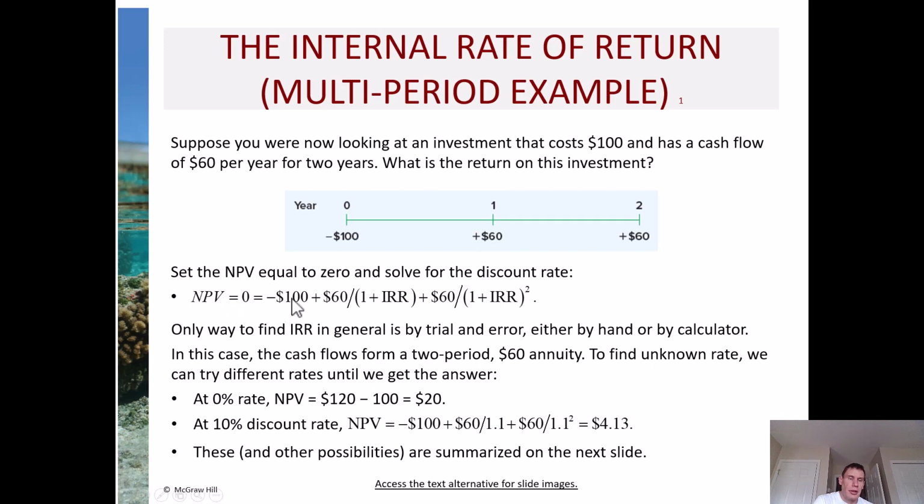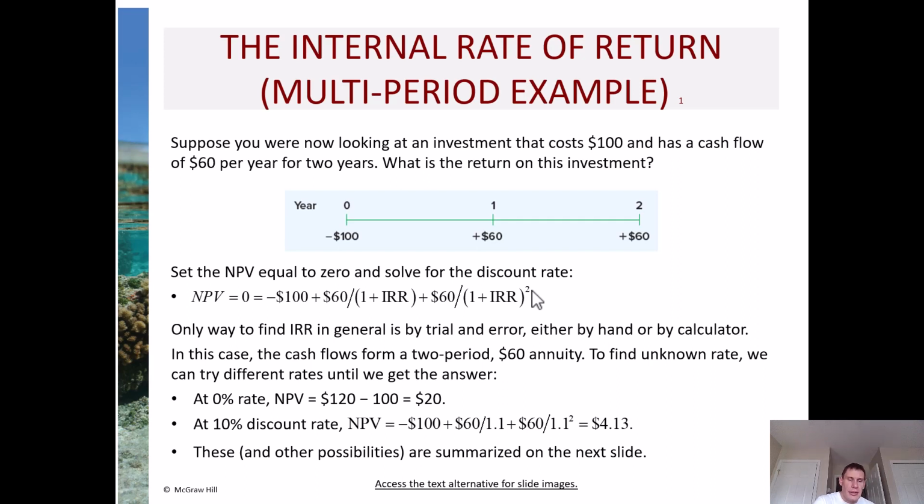So the NPV equals 0, subtract the 100 that's going out now, add the 60 over 1 plus the IRR, and then add 60 over 1 plus IRR to the power of 2, because that's the second year. The only way to really find this, if we're doing it this way, is to use trial and error by hand, or you could use a financial calculator that'll just take a few buttons and tell you. In this case, the cash flows form a 2-period $60 annuity. To find the unknown rate, we can try different rates until we get the answer.